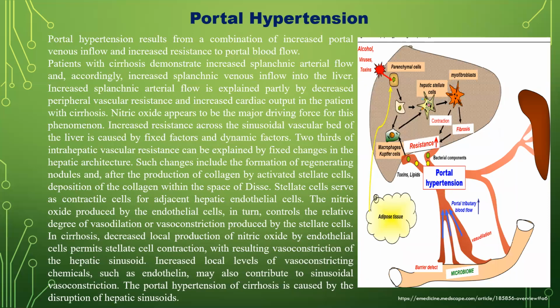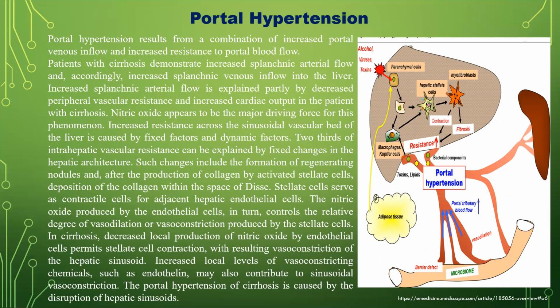Patients with cirrhosis demonstrate increased splanchnic arterial flow and accordingly increased splanchnic venous inflow into the liver. Increased splanchnic arterial flow is explained partially by decreased peripheral vascular resistance and increased cardiac output in the patient with cirrhosis. Nitric oxide appears to be a major driving force for this phenomenon.